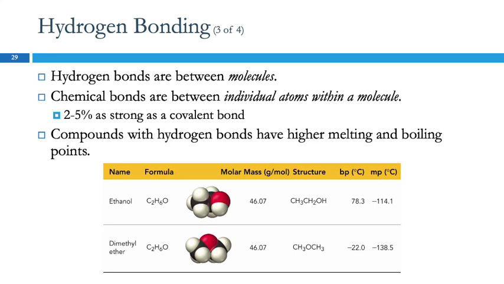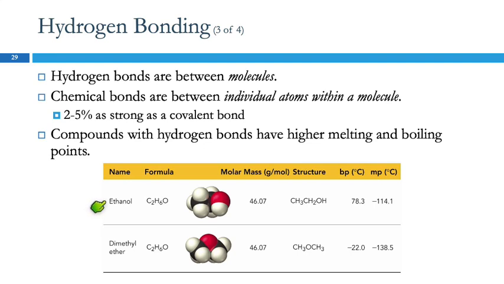So hydrogen bonds are between molecules. Chemical bonds are between atoms within the same molecule. So we call these hydrogen bonds, but don't get them mixed up with regular chemical bonds. Hydrogen bonds are only 2 to 5% as strong as a covalent bond, so they are much, much weaker than covalent bonds.